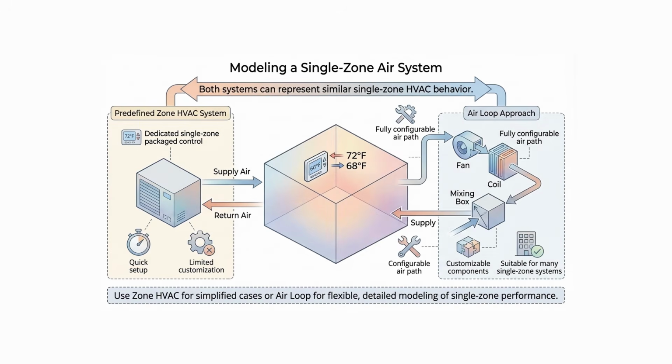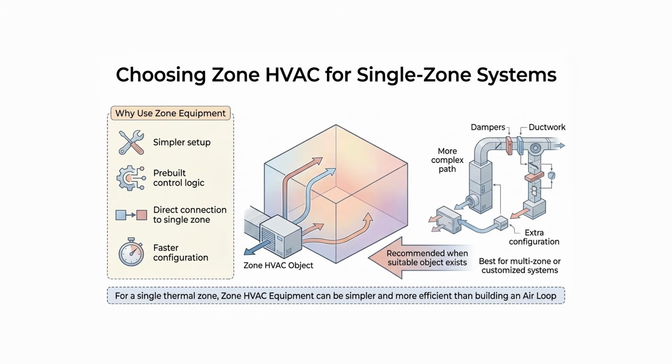When modeling a system that serves only one thermal zone, modelers sometimes have two possible approaches. One option is to use an air loop, and the other is to use a predefined zone HVAC system designed for that specific situation. In many cases, both approaches can represent similar systems. Since air loops are highly configurable, they can be used to model many practical single-zone air systems. However, some single-zone systems are easier, or only possible, to represent using the dedicated zone HVAC objects that come pre-built in OpenStudio. For that reason, when a suitable zone HVAC model exists, and the system serves only one thermal zone, it is often simpler and more efficient to use the zone equipment approach.